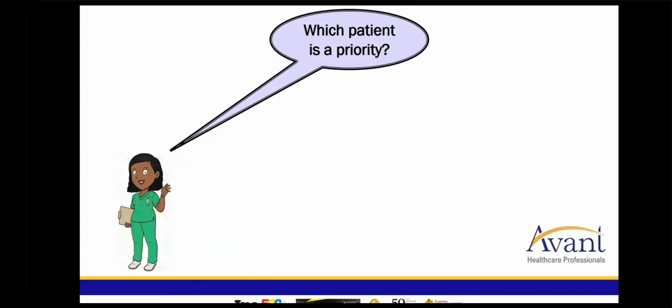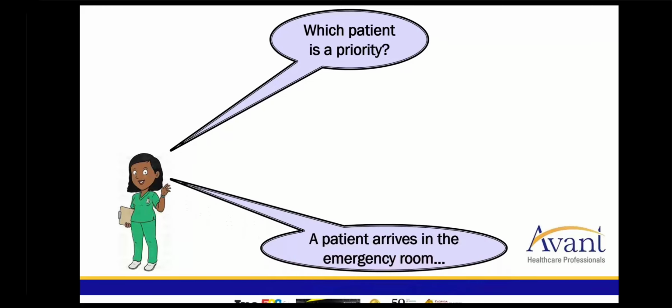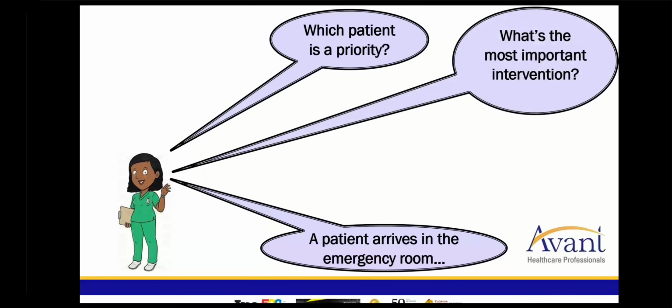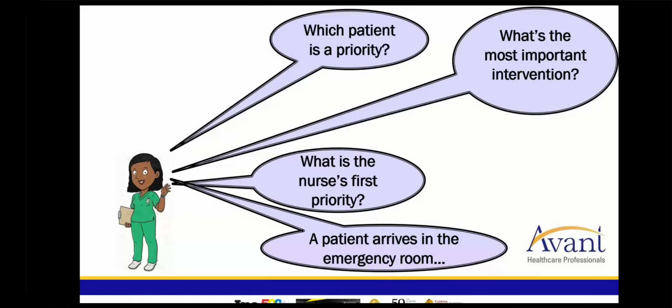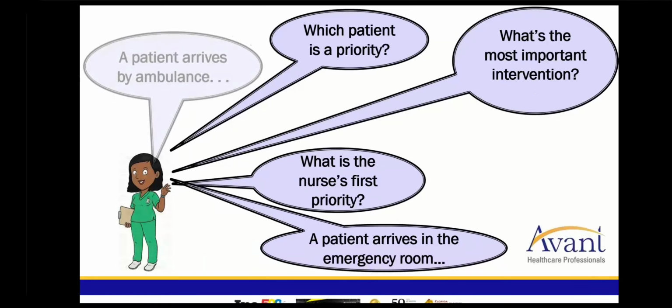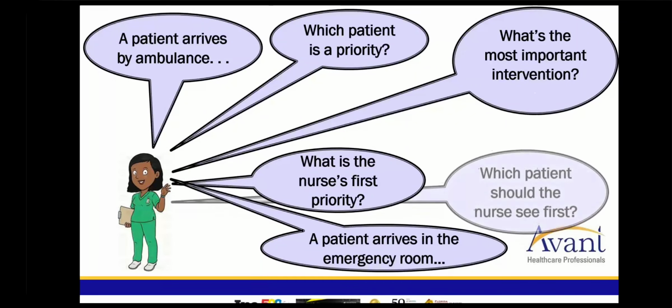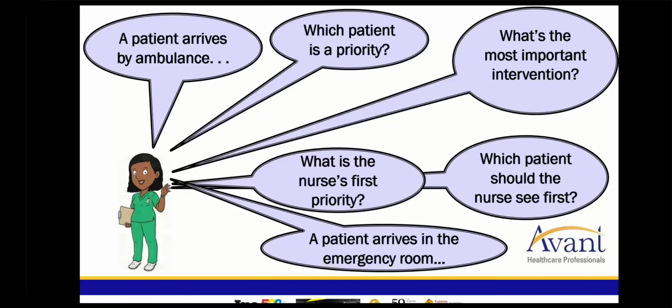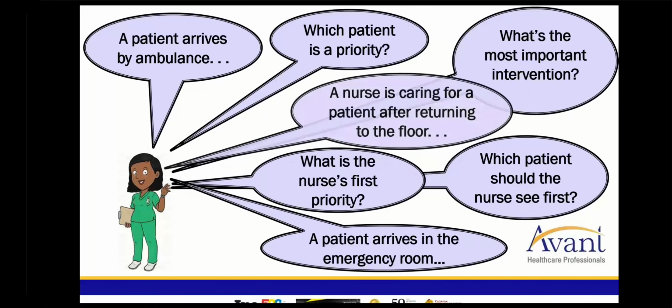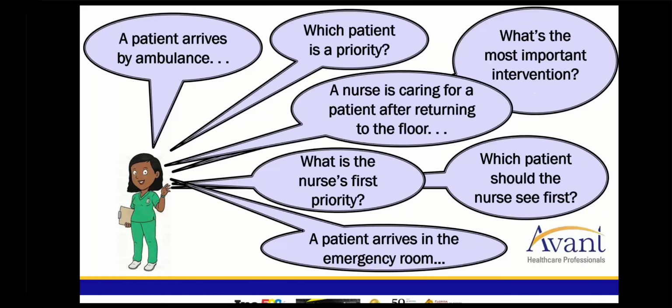Which patient is a priority? A patient arrives in the emergency room. What's the most important intervention? What is the nurse's first priority? The patient arrives by ambulance. Which patient should the nurse see first? A nurse is caring for a patient after returning to the floor. Now, which of these statements would indicate that this would be a priority?